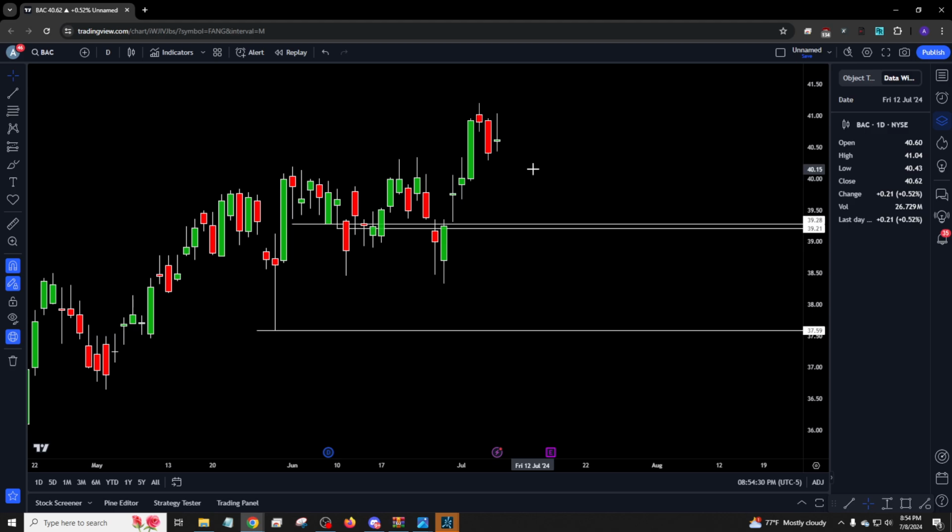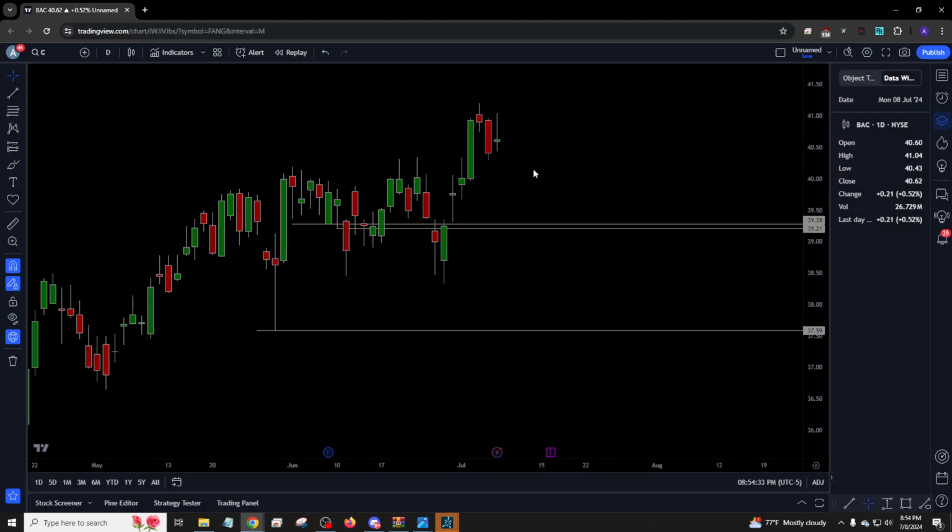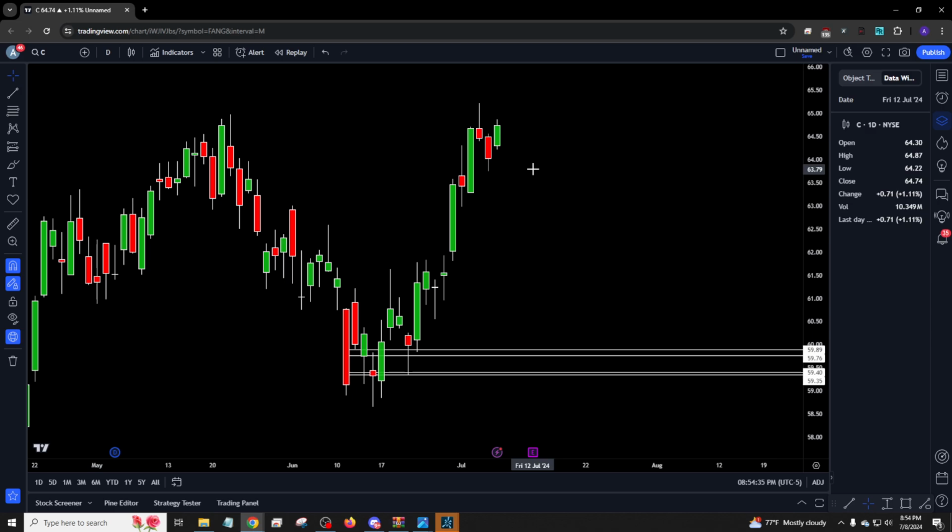And Bank of America also opens with a little bit of a shooter. Citigroup, we already covered that. So financials we'll definitely want to know about.